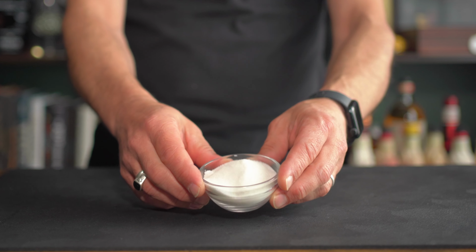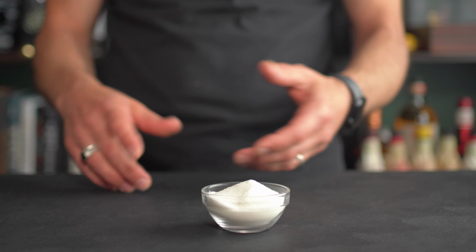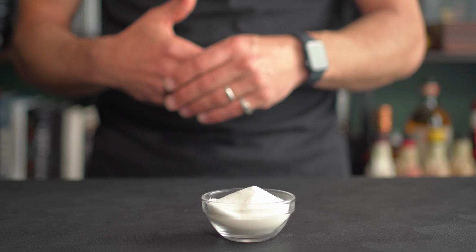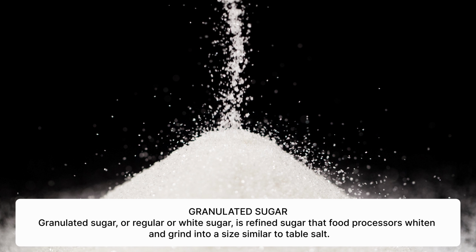White sugar, or granulated sugar as we know it, or table sugar, is produced by refining sugar cane. A type of white sugar could be granulated, which is obviously the one we know in everyday use, which I have in front of me. For example, this in front of me is actually castor sugar, but let's for a moment say it's granulated sugar, because I'm not using that much granulated sugar. So the granulated sugar is a white, refined sugar that is food-processed, whitened and ground into a size similar to table salt. So that's what it is.